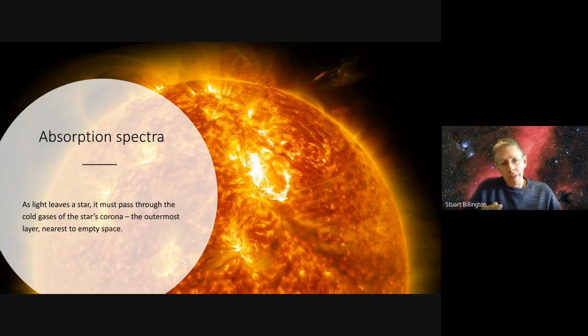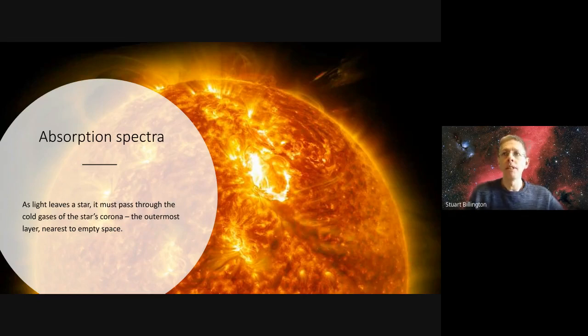Just above the bit that's giving out the light is what's called the sun's corona, or the star's corona. It's a wispy layer of thin gases which are much more part of the coldness of space than they are the warmth of the star. And so when the light leaves the hot star, it has to pass through these cold gases that have lost lots of their energy to space.